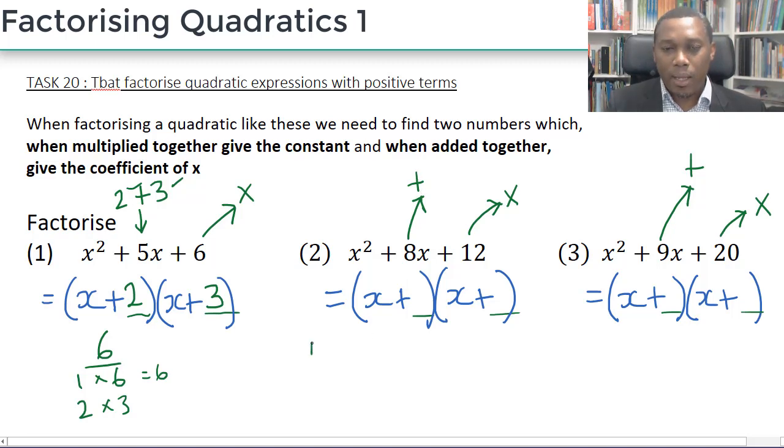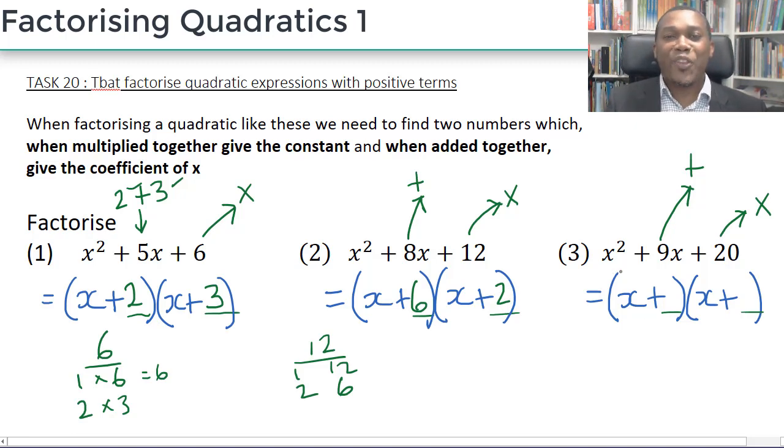I think 1 and 12, I do it systematically. That won't give me 8. 2 and 6: 6 twos are 12, and yes, 2 plus 6 gives me 8. Your missing numbers are 2 and 6. x plus 2, x plus 6. Now note, could I put the 6 first and then the 2 after? Yes, you can. The order does not matter for multiplication.